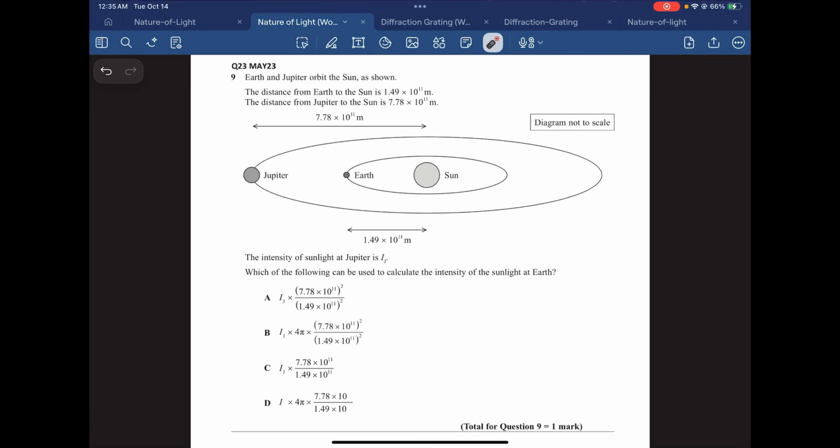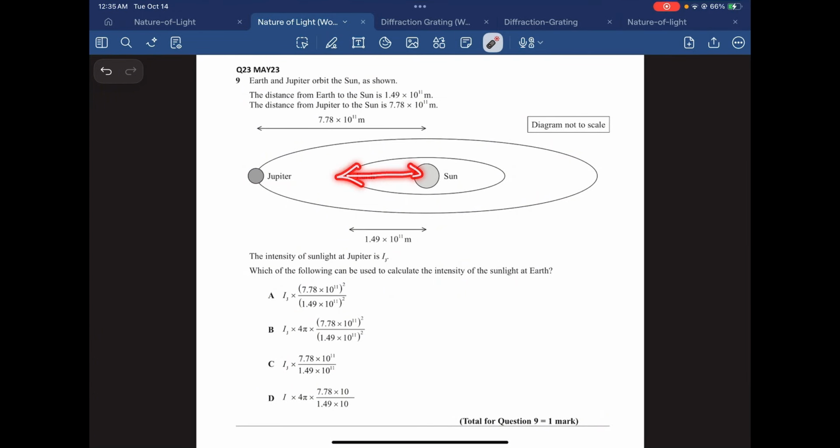Now let's solve this very tricky question. It says Earth and Jupiter orbit the Sun as shown. The distance from the Sun to the Earth is 1.49 into 10 to the power 11 meters. The distance from Jupiter to the Sun is 7.78 into 10 to the power 11 meters. Alright. The next part says the intensity of sunlight at Jupiter is Ij. Which of the following can be used to calculate the intensity of sunlight at the Earth?